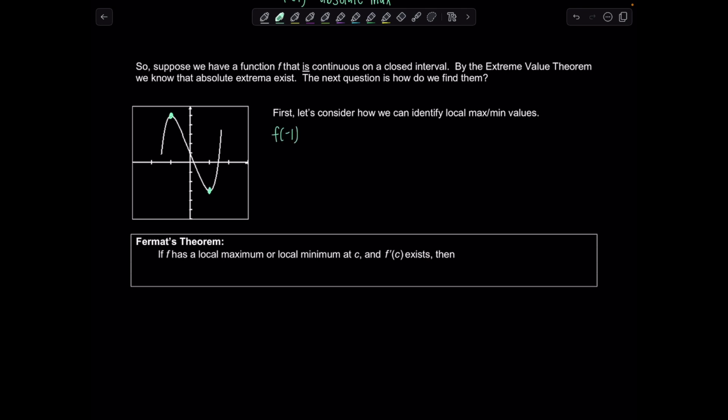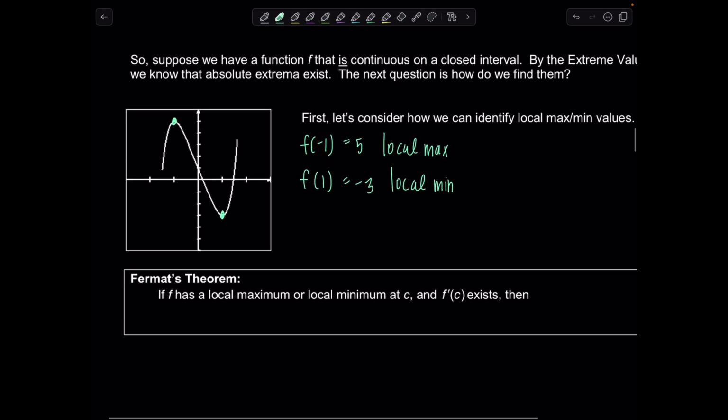This was at the very beginning of the lesson. f of -1 was 5. We said that was our local max. And then f of 1 is -3. That was a local min. You remember doing that? And I want you to notice something very special about these two places on the graph.